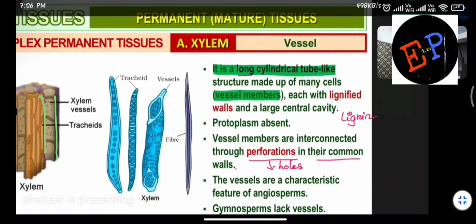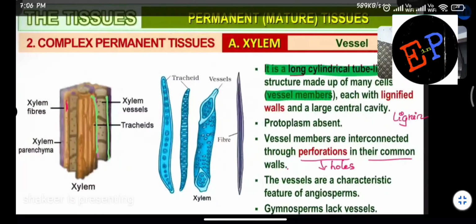So they are made up of lignified walls, and protoplasm is absent in this condition. What is meant by protoplasm is absent? It means they are also dead cells. Protoplasm is absent, which always represents that the cells are dead cells. So vessel members are interconnected through perforations in their common walls.